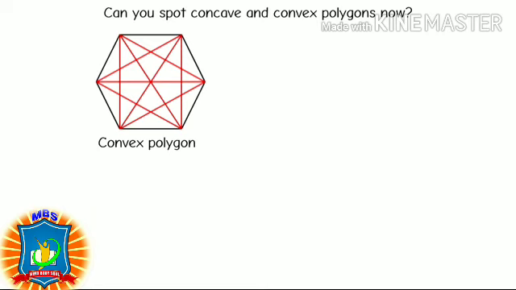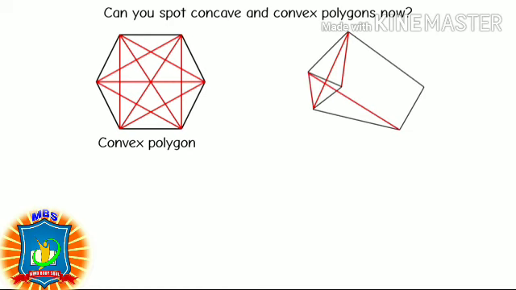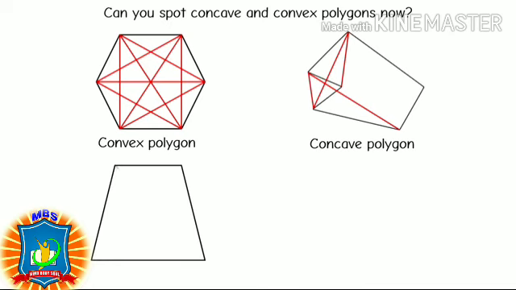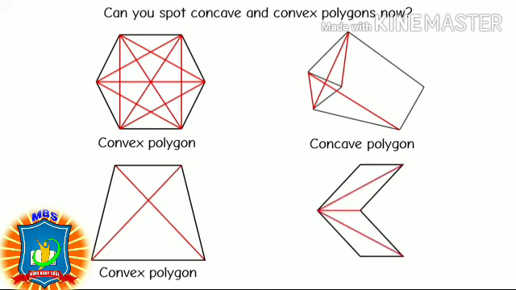This is a convex polygon, and this is a concave polygon. This is a convex polygon, and this is a concave polygon.